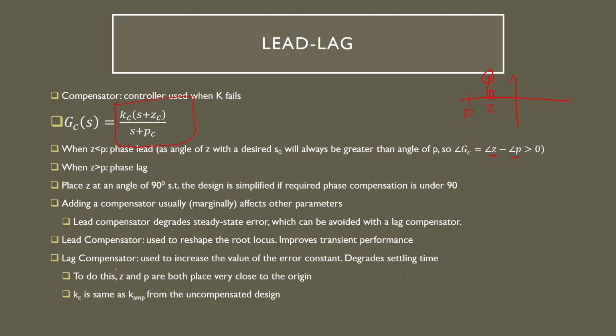The thing is, we want the lag compensator to barely affect the root locus, so we do two very important things. We place Z and P very close to the origin, and we set Kc equal to K amp from the uncompensated design. So when you figure out that K, you calculated some K amp, the proportional controller gain K. You just set that as the gain for the lag compensator and set Z and P to very small values that still fulfill your lag compensating desire.